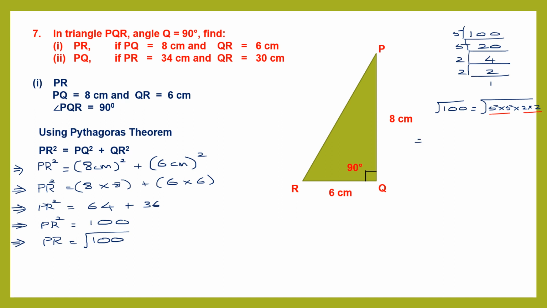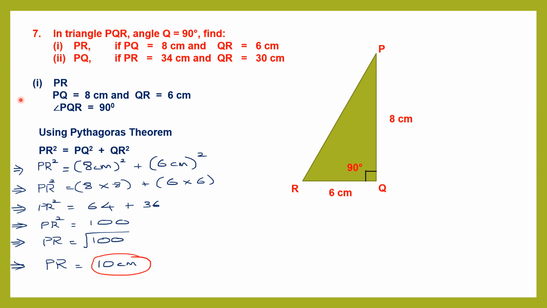Now we're going to find the square root of 100. This time we're going to remove the square root sign and take only one from each pair. So one 5 and one 2. So the square root of 100 is 10. Okay, so we have found the value of PR. PR is equal to 10 and the unit is centimeters. So we will write 10 centimeters. So this is our answer.